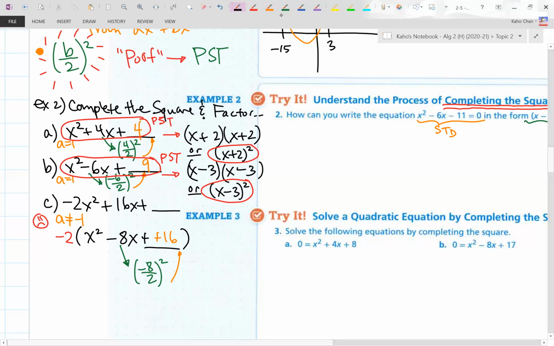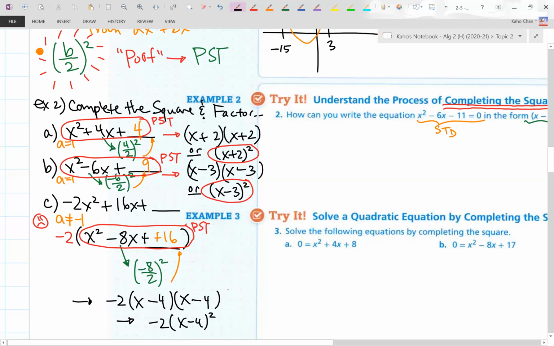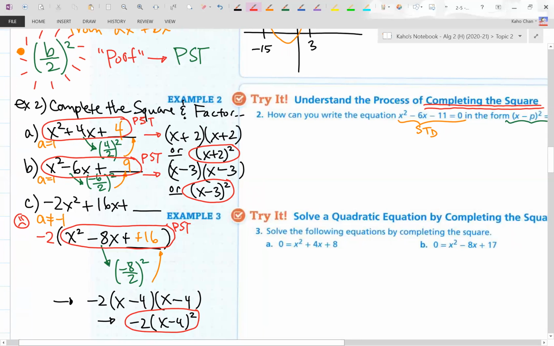So this is a perfect square trinomial with a negative 2 in front of it. Let's go and factor that. Square root of 16 is 4. It's a minus plus situation, so it's minus minus. So my final answer is negative 2 times x minus 4 squared. That is your factored form. Yay. Any questions? I hope you remember this from your Algebra 1 days.